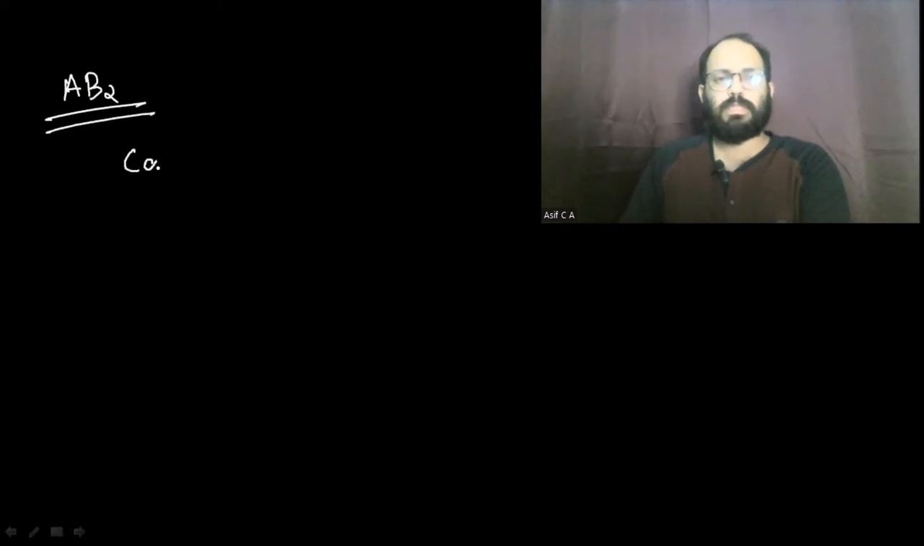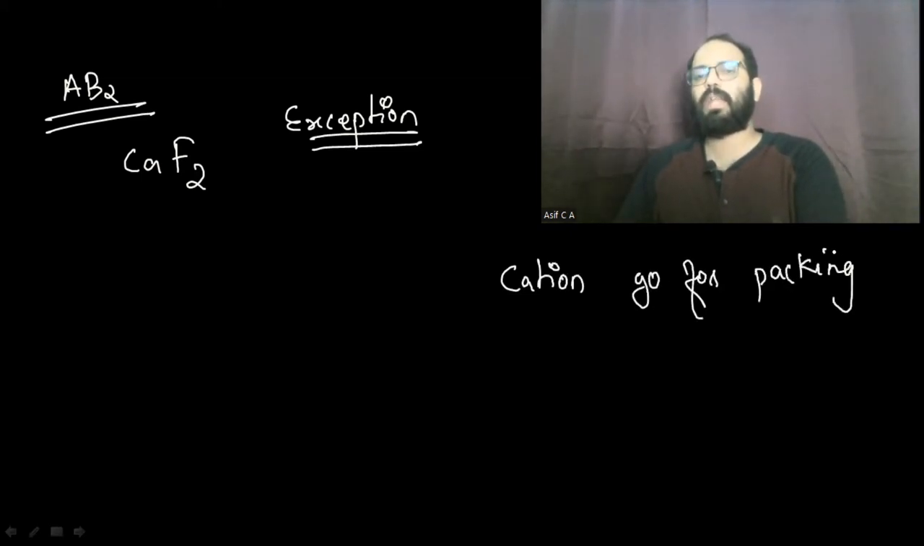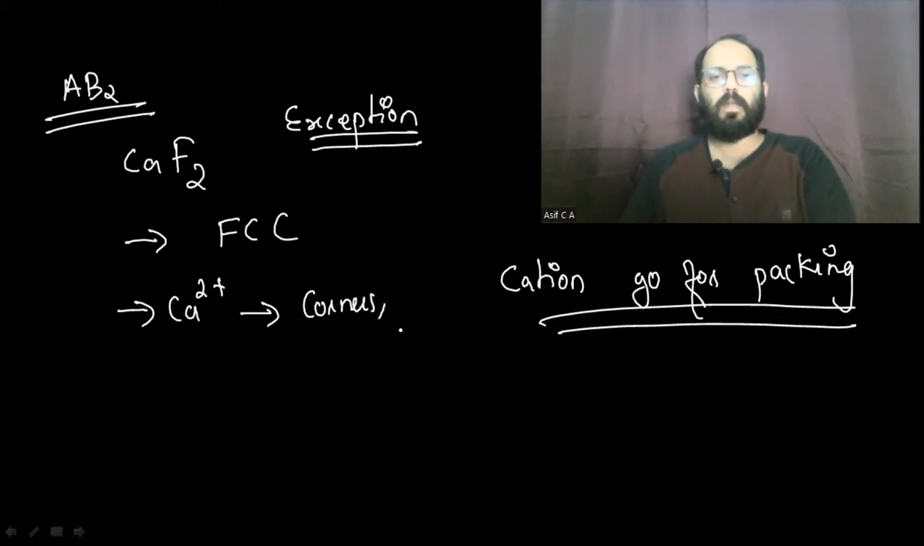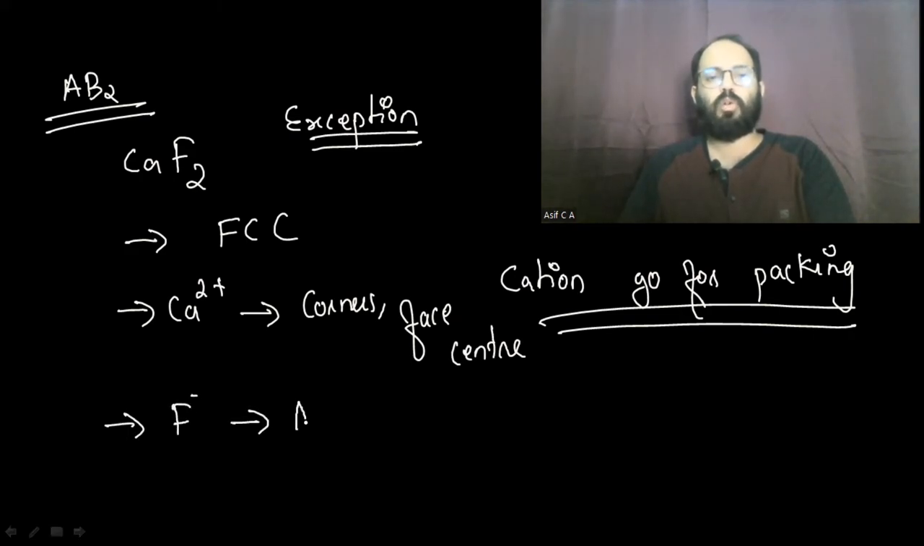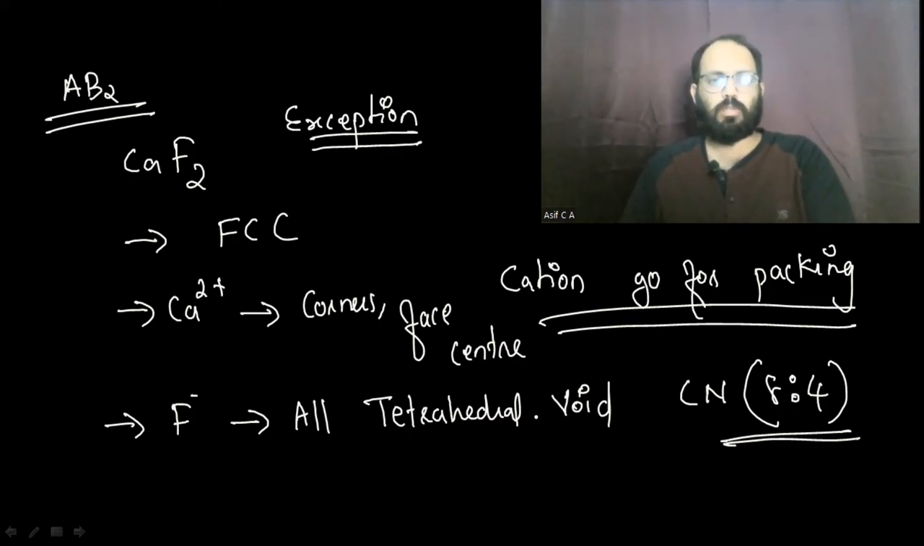Now AB2 type, the fluoride type. CaF2 is one exception. The exception is that the cation is going for packing, and the anion occupies the remaining places. So this is again FCC. Ca2 plus goes to the corners and face centers. F minus goes into all tetrahedral voids. So you will get a coordination number of 8:4, because F minus occupies all tetrahedral voids. The equation remains the same: R plus plus R minus is equal to root 3 A by 4.